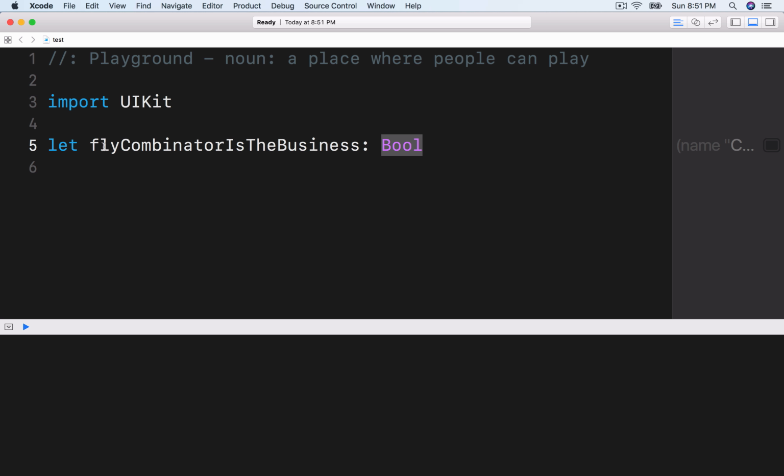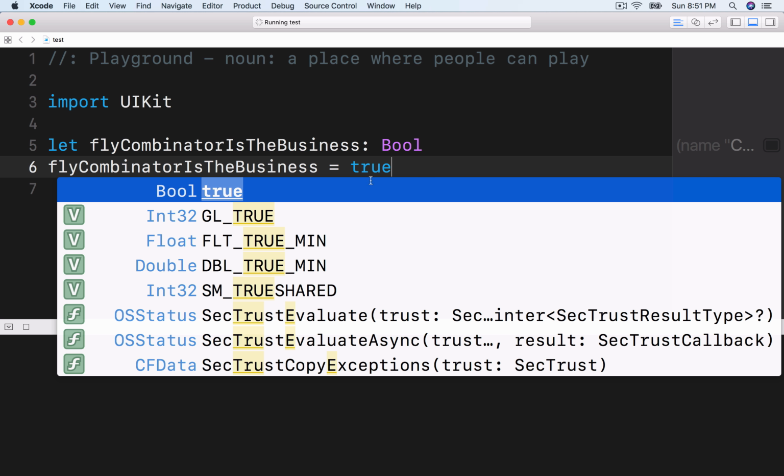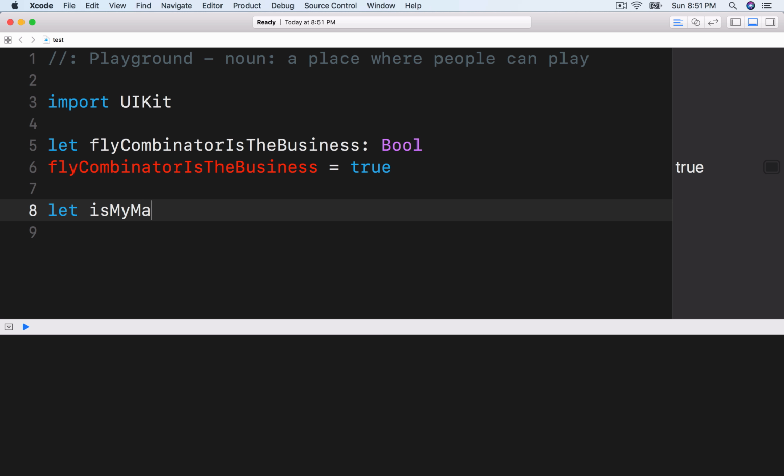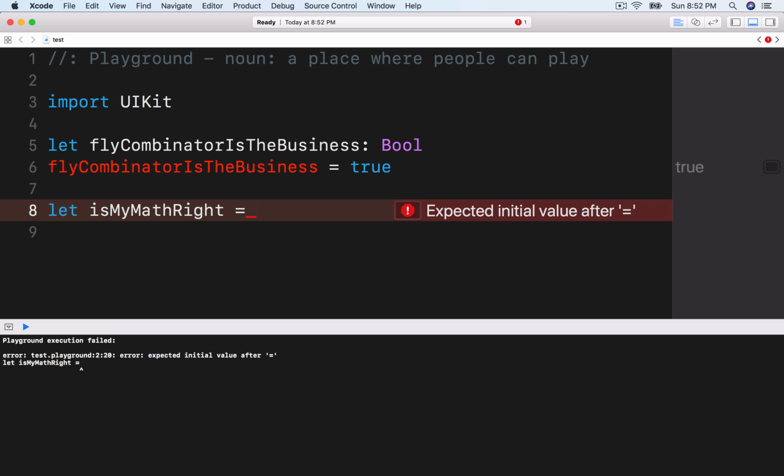So it's like we got this constant, flyCombinatorIsTheBusiness, is equal to true. You know? So that's all it is. And it's like, is my math right? When it comes to the comparison operators, it's the alligator mouth this way, alligator mouth that way. There's alligator mouth with the equal sign, greater than or equal to, less than or equal to. So that is what we're talking about when it comes to comparison operators.